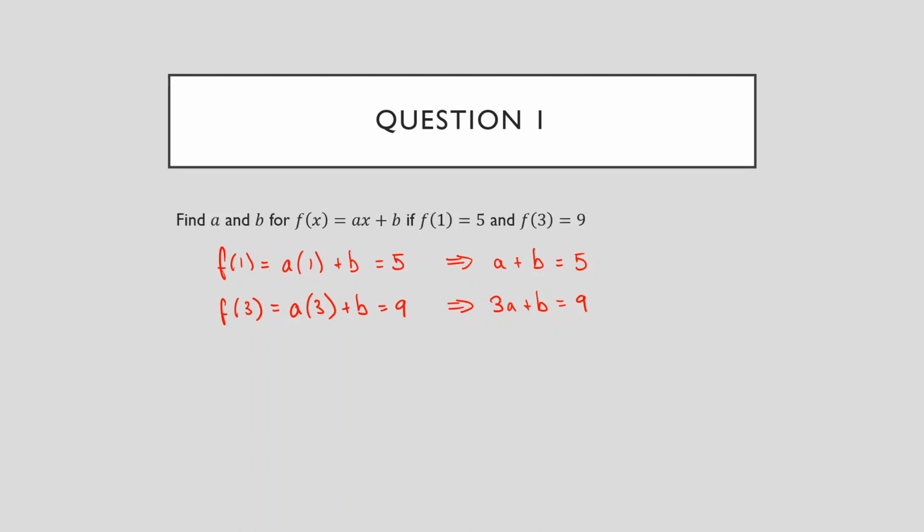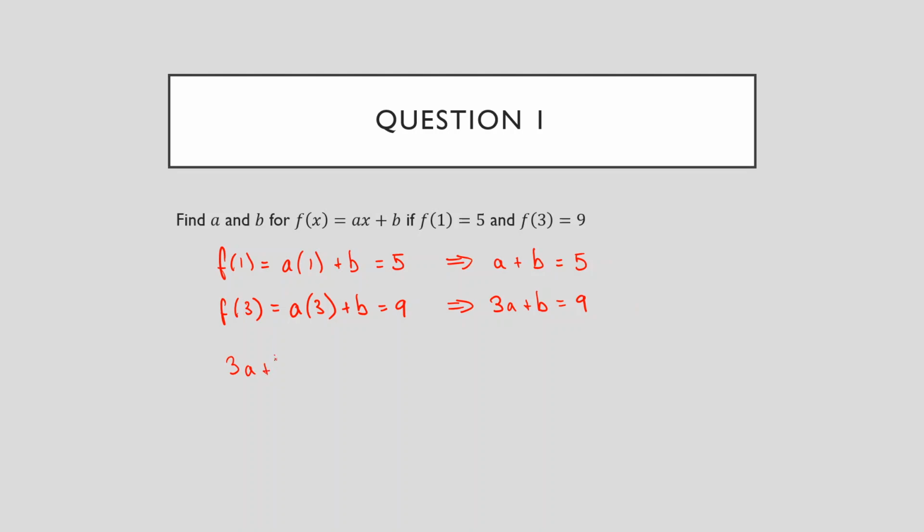So we've got 2 equations and 2 unknown values. Can you think of what we might be able to do in this situation? If you said simultaneous equations, you'd be correct. I think it's easier to do it using the elimination method. So I'll subtract equation number 1 from equation number 2.